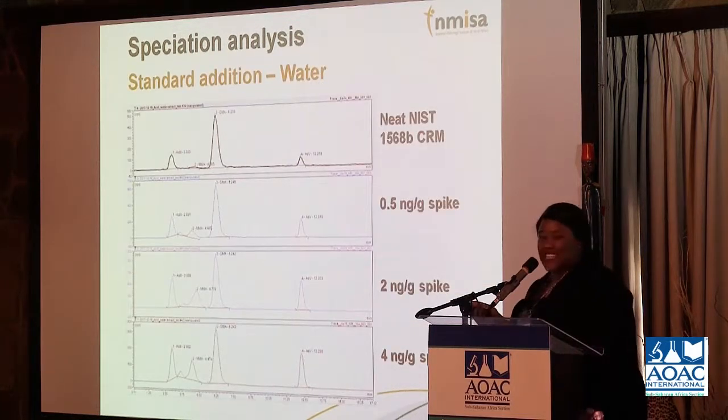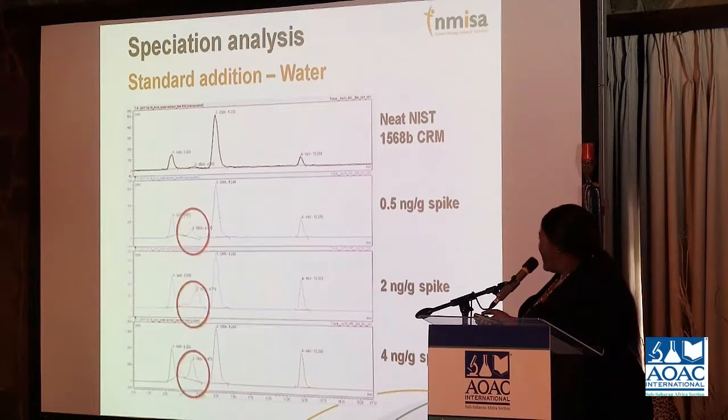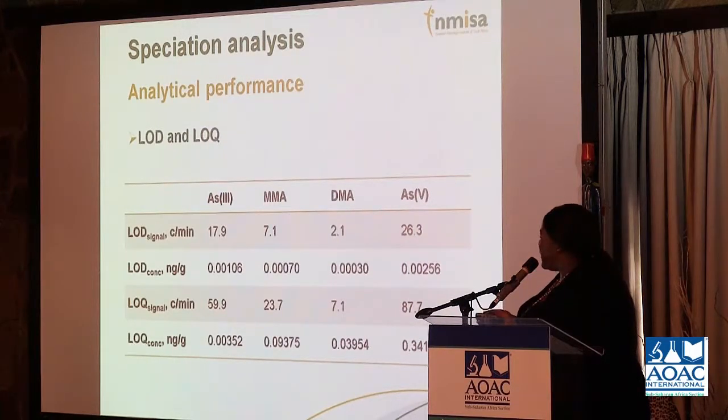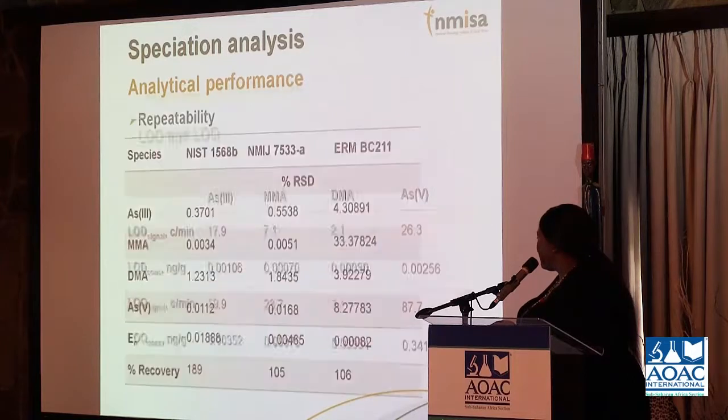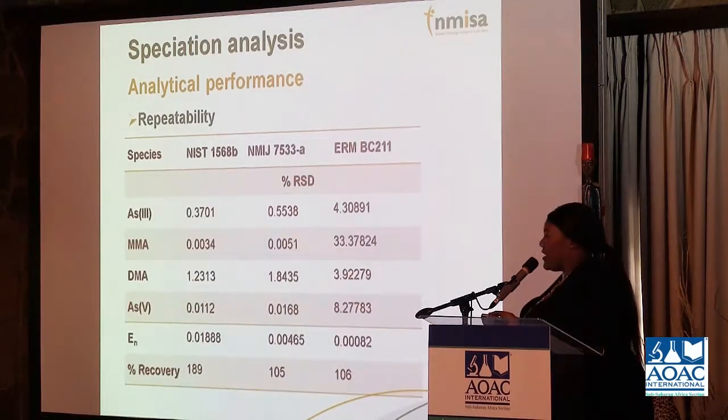We then decided to do a standard addition, but it wasn't very successful. Something happens when you add your spiking solution to the samples, and you get these funny looking peaks here. We then did an LOQ and LOD, and we saw that we get sub-ppb LODs. And we did repeatability as well, and we got low RSDs, except for MMA, which is very close to the detection limit.